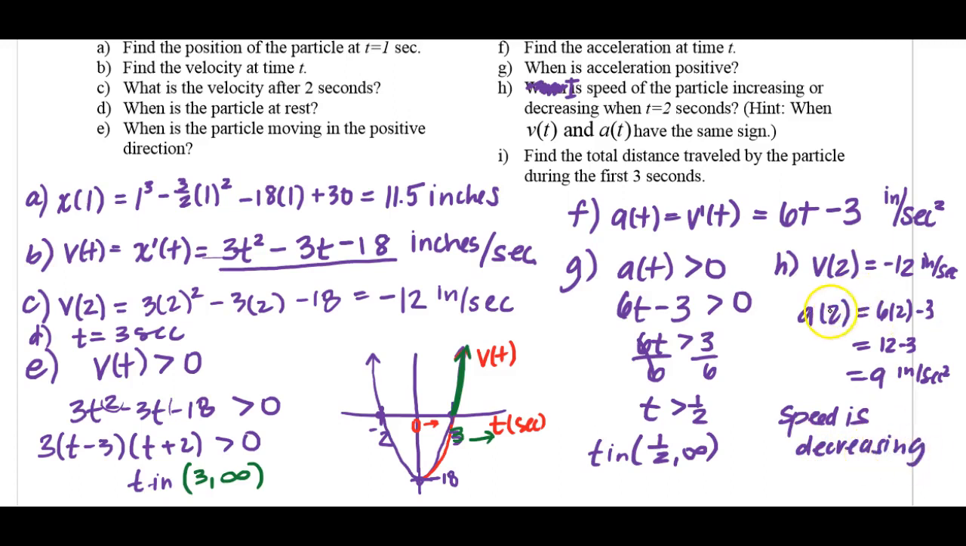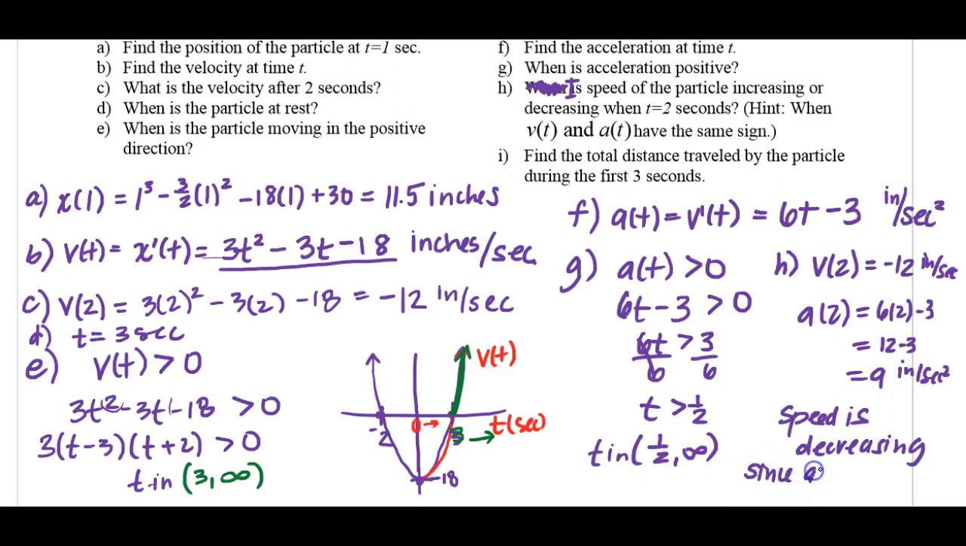But in fact, we actually didn't even have to plug in 2, because in part G, we found that whenever time is between 1/2 and infinity, the acceleration is positive. So 2 is in this interval, so we knew that a of 2 was going to be positive. But substituting in 2 was okay, and we already had v of 2 from part C. So since velocity is negative and acceleration is positive, speed is decreasing.